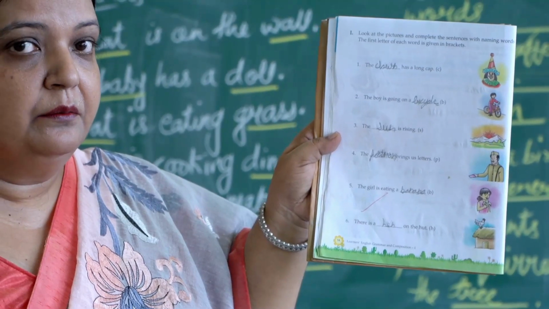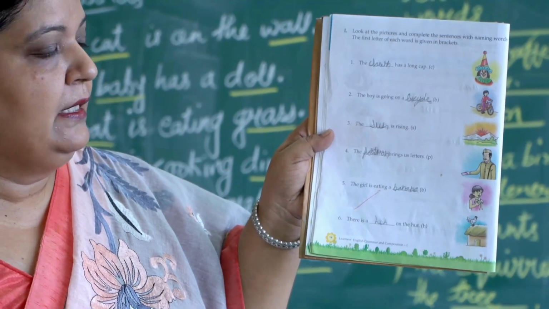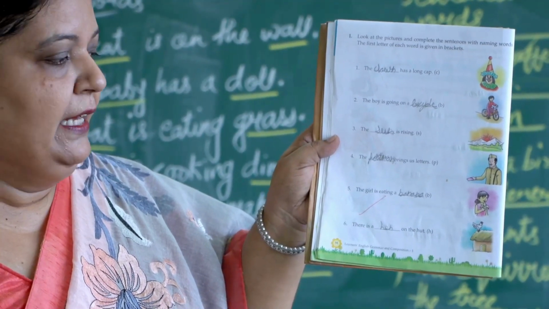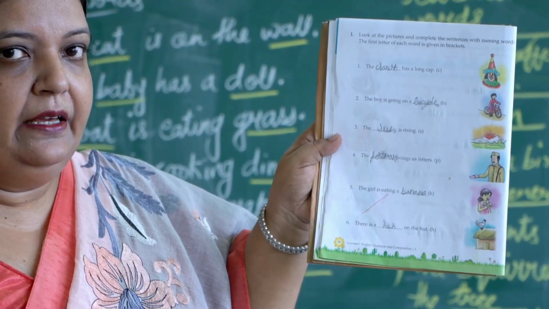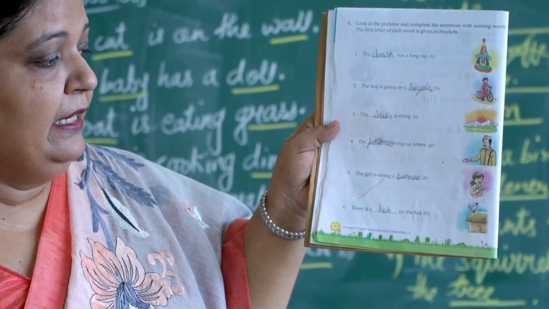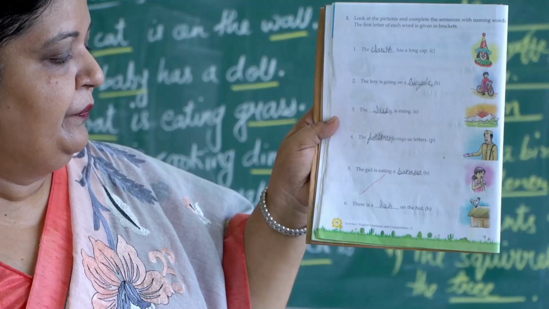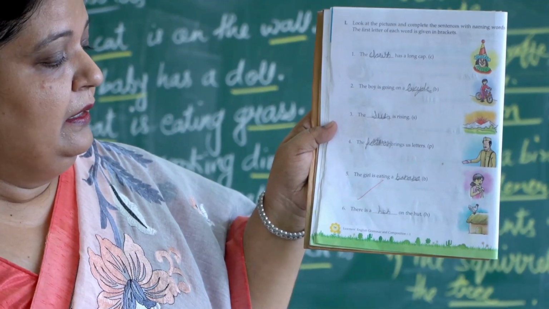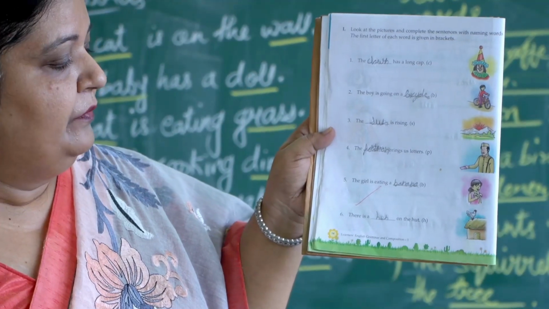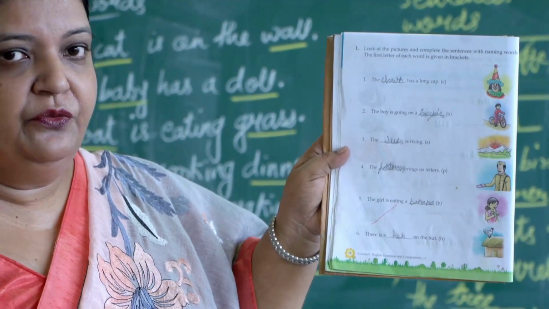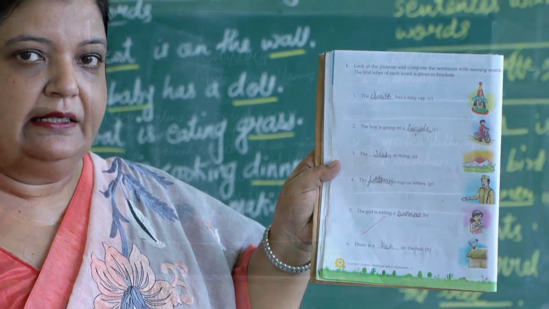Now the fifth one, the girl is eating something. What is it? Banana. The girl is eating a banana. The starting letter B is given over there. B-A-N-A-N-A. Banana. The last, a hen is over the hut. There is a dash on the hut. In the bracket, H is given. H-E-N, hen. So, this way you have to complete the exercise.